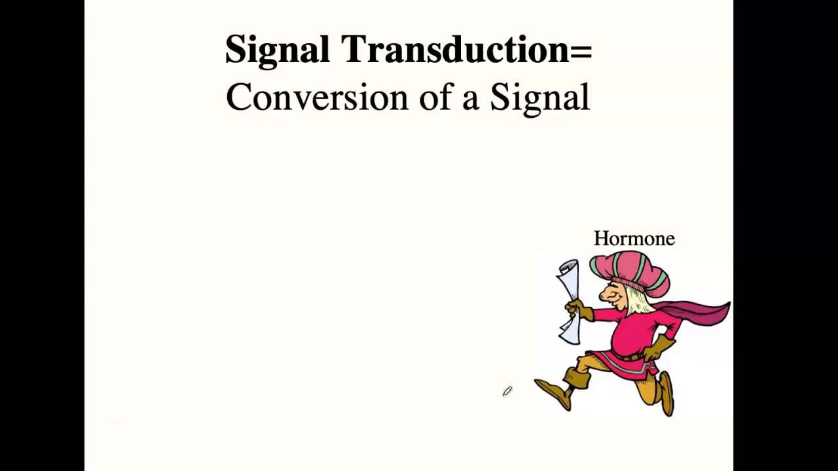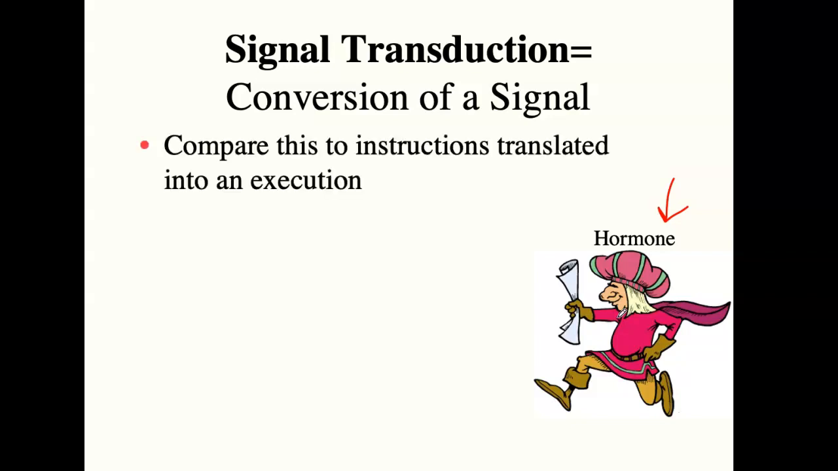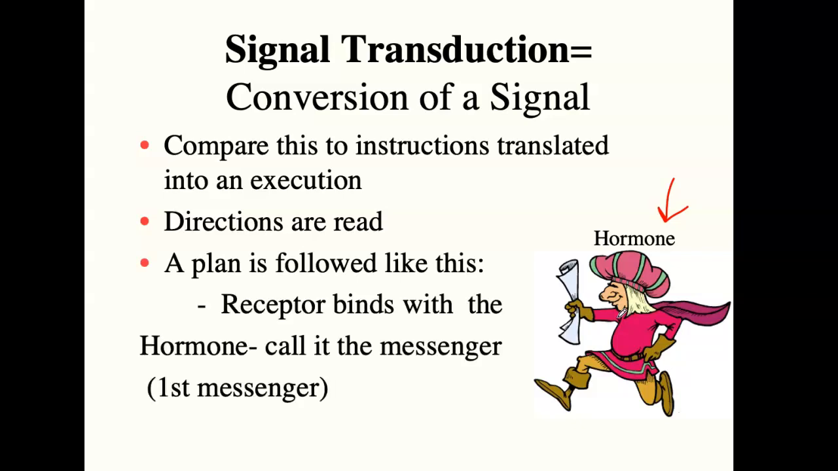Looking at it this way, a signal transduction, we could pretend this is my hormone. Hormone is this first messenger. He's coming with a message. Okay, an analogy. When we talk about signal transduction, we're talking about conversion of a signal. We're modifying a signal some way. So here comes the first messenger, our little guy here with the directions. And those directions are going to have to be translated into some sort of result. So the directions are read. A plan is followed.